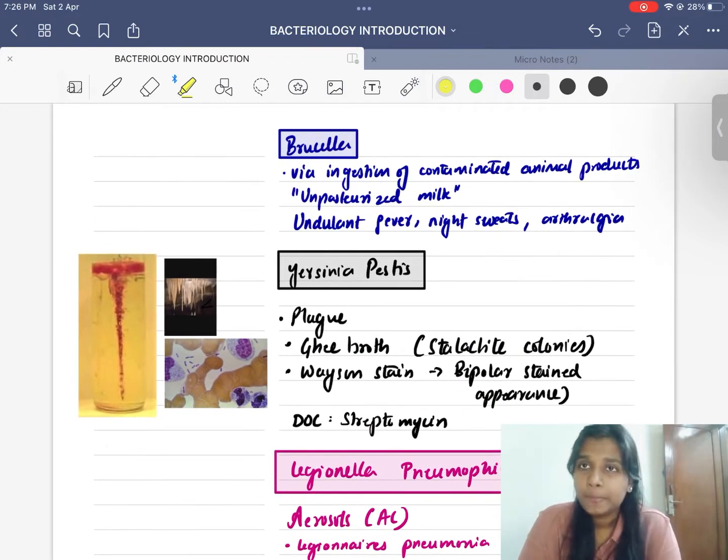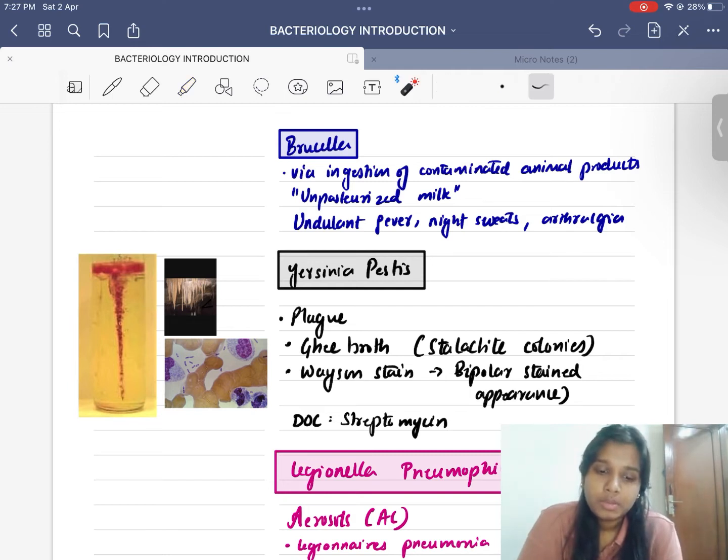Then we have Brucella. Now Brucella, what did we learn for that? Brucella, we learned Castaneda media, right? Bruce Lee casts down. So now remember what the important things are about Brucella. First we'll remember the media that we have learned. After that, remember, this comes from contaminated animal products, basically drinking unpasteurized milk.